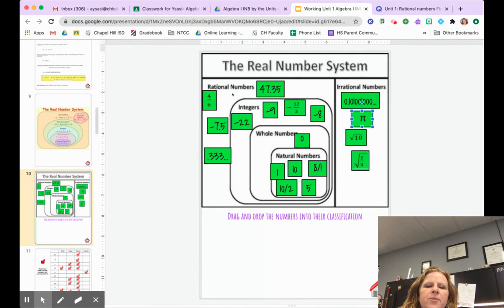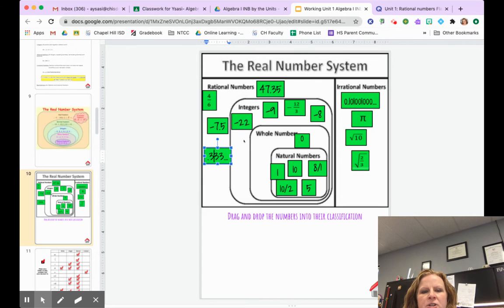Our rational numbers are numbers that can be written as fractions. They are terminating or repeating decimals. So each one of these, this is repeating, 0.333 repeating. So that is why it's rational.